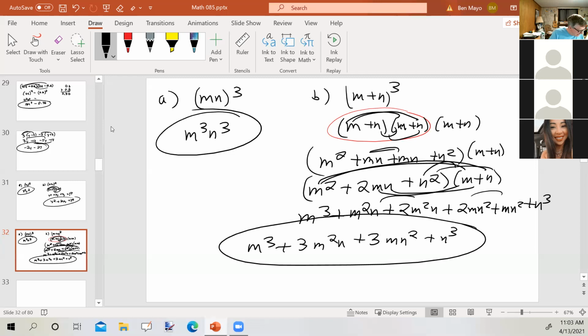So again, the point being that you get very different answers whether you've got a product raised to a power or a sum, or in fact a difference raised to a power. So be especially careful with that.